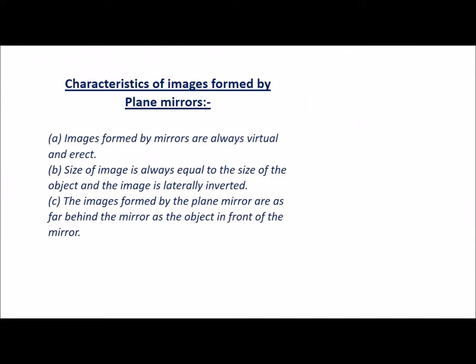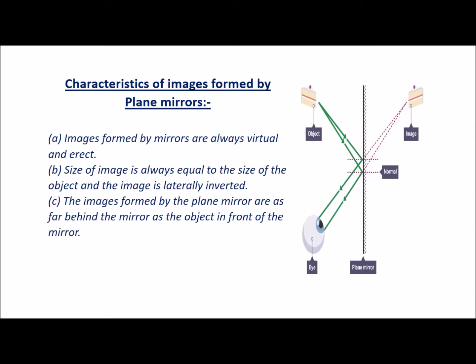Characteristics of images formed by plane mirrors. A. Images formed by plane mirrors are always virtual and erect. B. The size of the image is always equal to the size of the object, and the image is laterally inverted. C. The image formed by the plane mirror is as far behind the mirror as the object is in front of the mirror.